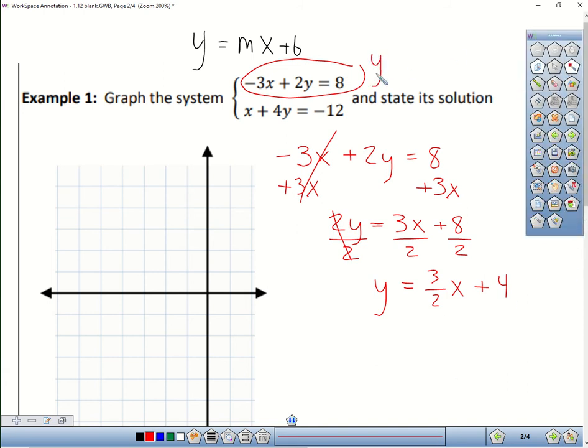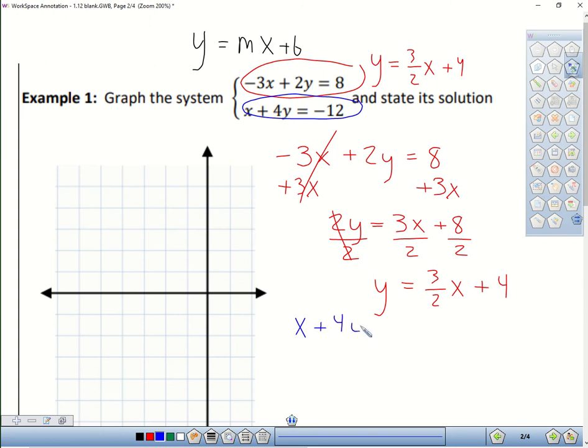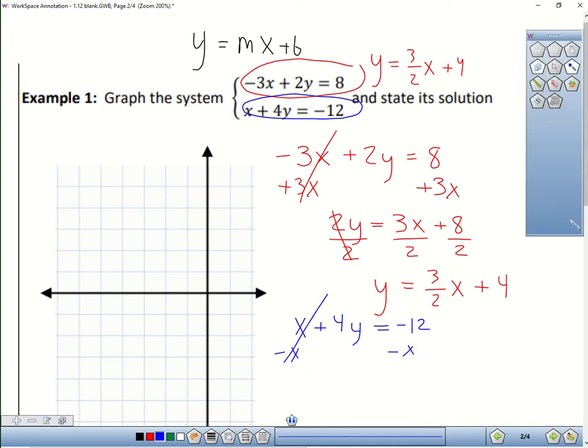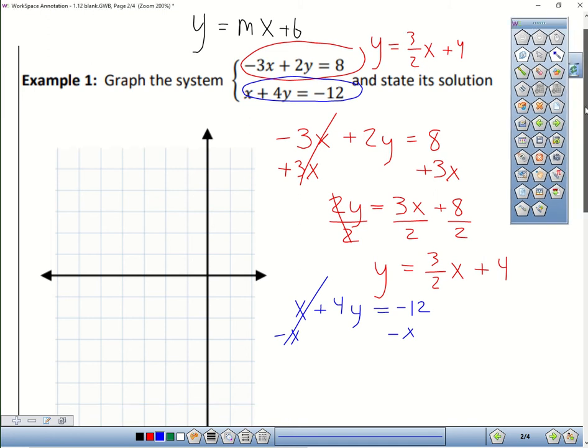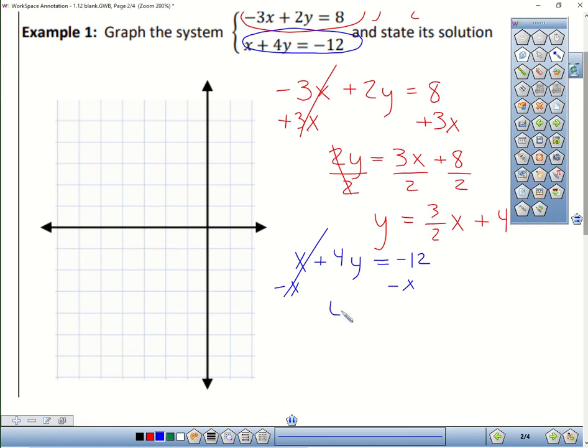Now that I have that, I'm going to do the second one. Same procedure. I'm going to circle this one in blue so that you can follow along with me. So this is x plus 4y equals negative 12. I'm going to subtract the x on both sides. That's going to give me 4y equals negative x minus 12.